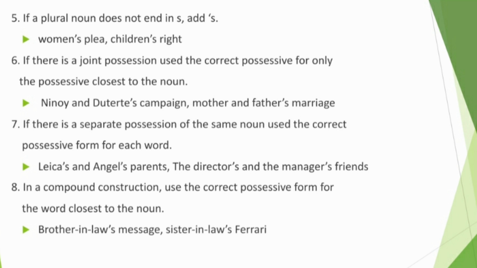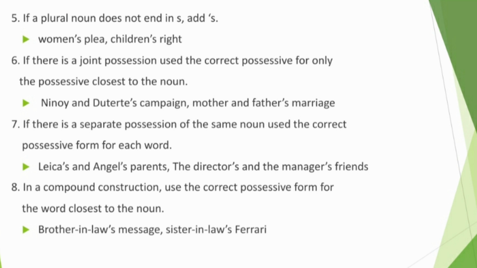Okay, this is a compound noun, brother-in-law. Now, in a compound construction, use the correct possessive form for the word closest to the noun. Brother-in-law's message. Brother-in-law apostrophe s and message. Sister-in-law's Ferrari. Sister-in-law apostrophe s and Ferrari.